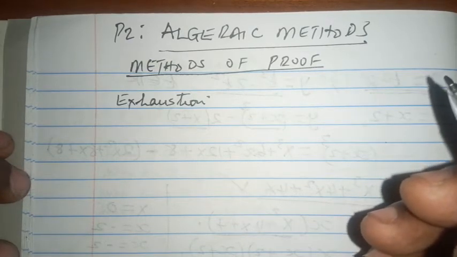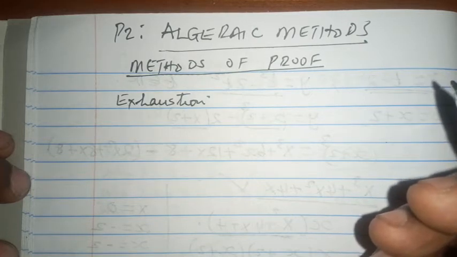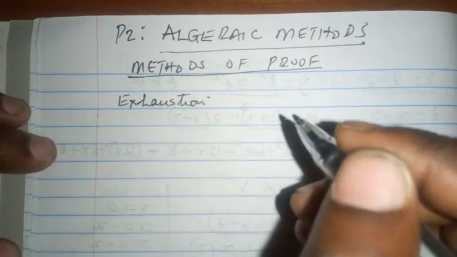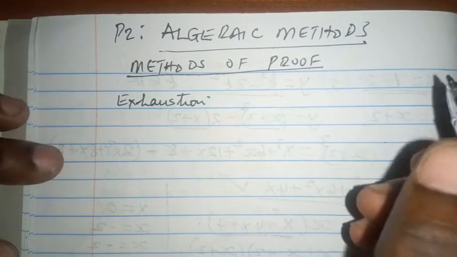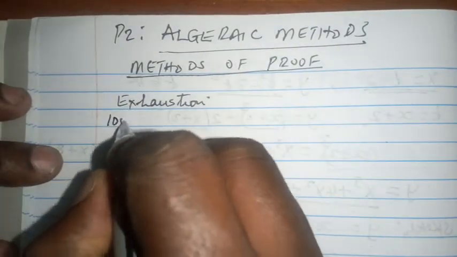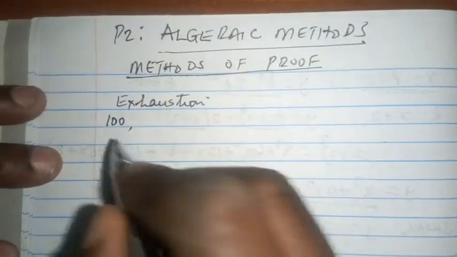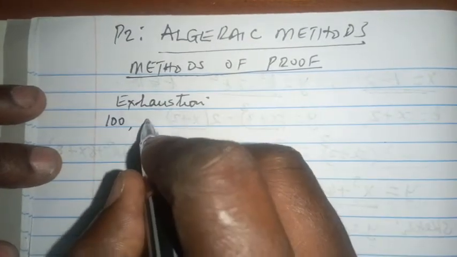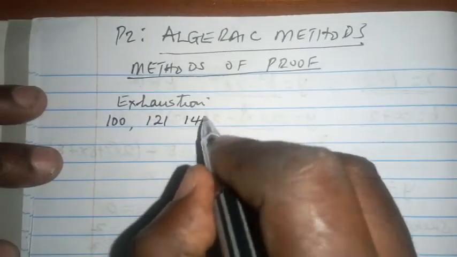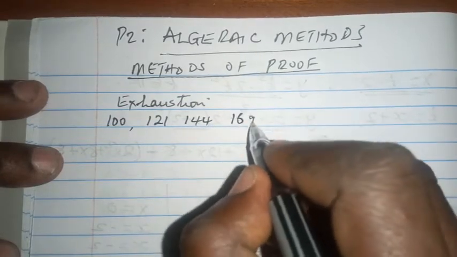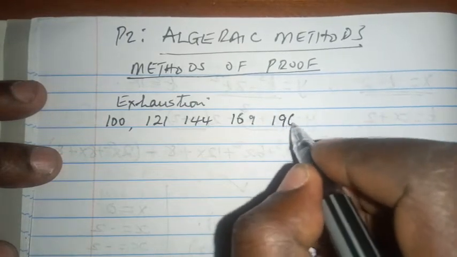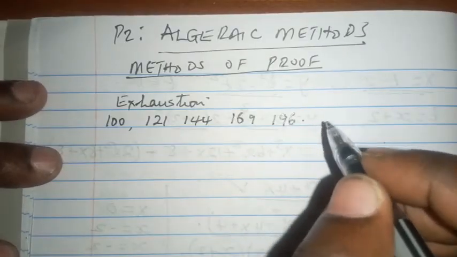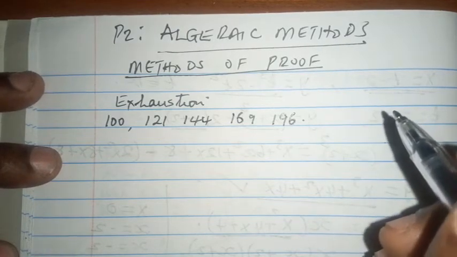For example, you can prove that the sum of two consecutive square numbers between 100 and 200 is an odd number. What are the square numbers between 100 and 200? We have 100 itself, which is 10 squared, 11 squared is 121, 12 squared is 144, 13 squared is 169, 14 squared is 196. Beyond that, 15 squared is far beyond 200.